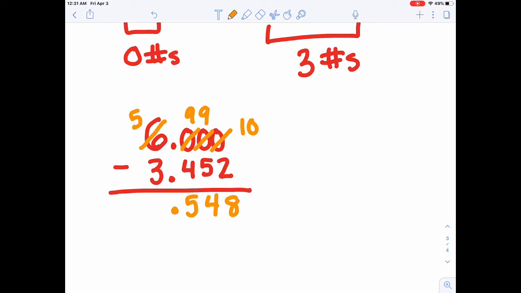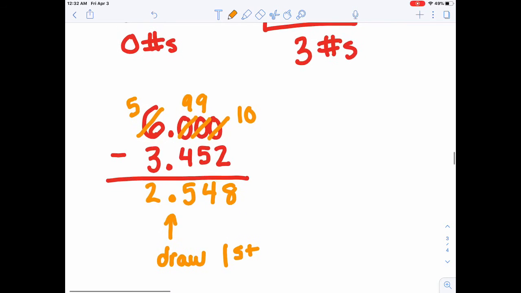Again, draw in your decimal point. I would actually draw that in first. Okay, draw first. I know I didn't do that. But again, just like with that addition, I think it's a good idea so you don't forget it in your final answer. And finally, we have 5 minus 3, which is 2.